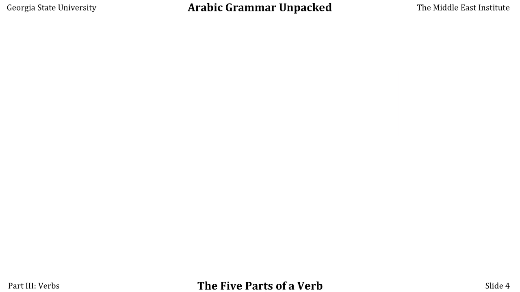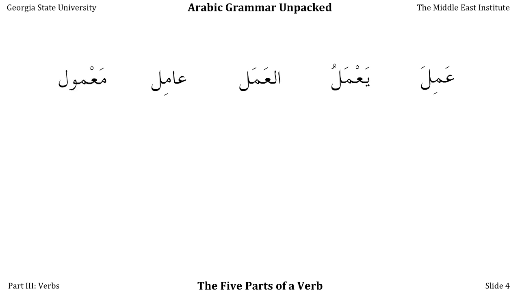In the previous lesson, we were introduced to the 5 main parts of verbs. Amila, he worked, the past tense. Ya'malu, he works, the present tense. Al-amal, the act of working, the masdar or verbal noun. Amil, a worker, the ism fa'il or active participle, and ma'mul, something that has been worked, the ism maf'ul or passive participle.